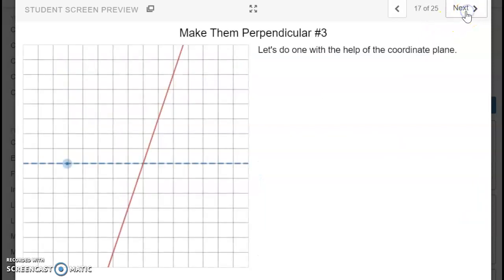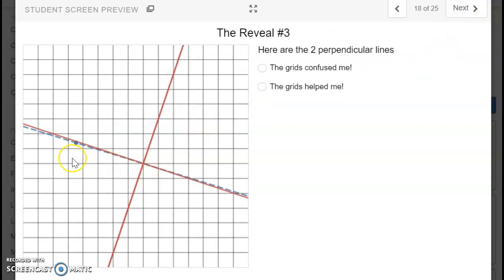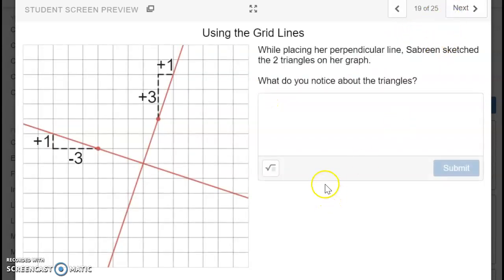Okay, then number 17, let's do one with the help of the coordinate plane. Now we have a diagonal line. Does that help me at all, or does that confuse me? If they're going to cross here, does this help me? About that much, maybe. I was a little bit off. Do the grids confuse me or do the grids help me? It's up to you.